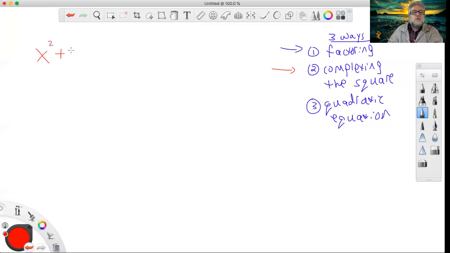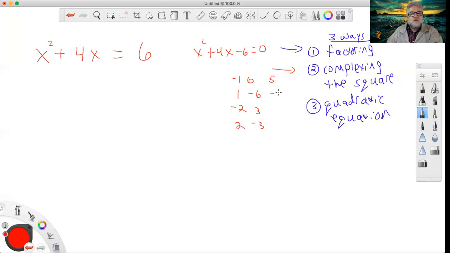So x squared plus 4x equals 6, okay? If I bring the 6 over here, this is not factorable. x squared plus 4x minus 6 equals 0. The factors of 6 are minus 1 and 6, 1 and negative 6, negative 2 and 3, 2 and negative 3. These will add up to 5, negative 5, 1, negative 1. None of them give us a 4. So this cannot be factored. It is impossible.